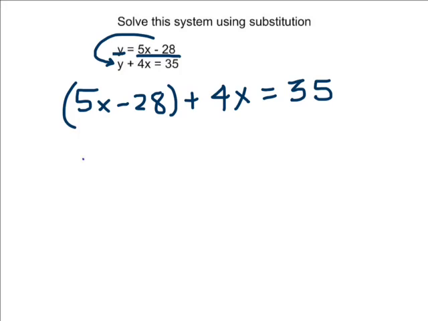Alright, I'm going to simplify the left side. So, you know what? Let's do this. Let's draw our line. We're solving for x. Remember, we're solving for x here. So we're going to do the opposite of negative 20. We're going to add 28 to both sides.